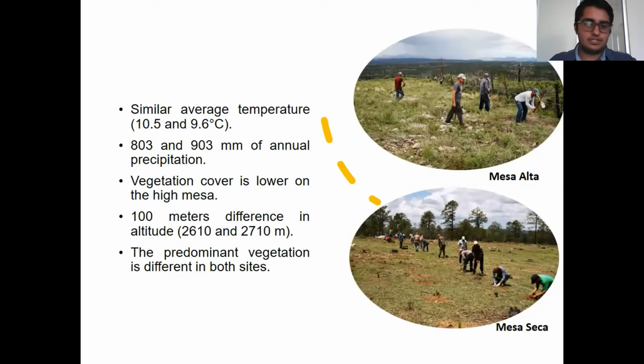We have vegetation cover, which is lower in La Mesa Alta, as we can see in the picture. And there are grown-up pine individuals in the Mesa Seca, which are not in the Mesa Alta. There's say 100 meters of difference in altitude. And the predominant vegetation, as I said, is different. In Mesa Alta, we have small shrubs, and in Mesa Seca, we have tall pines around the area.